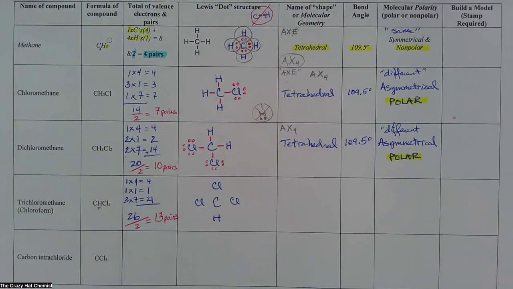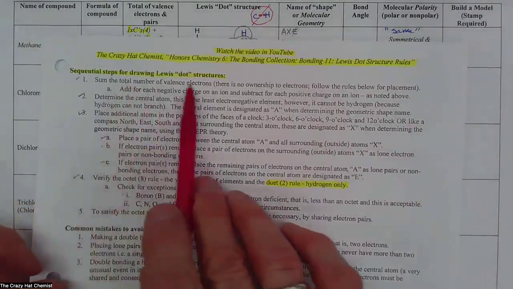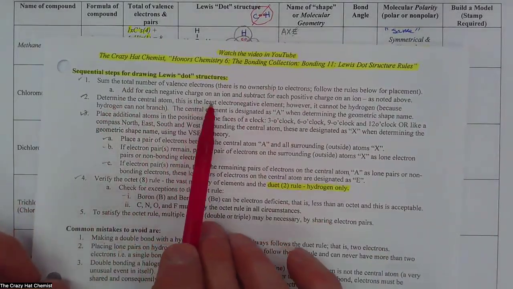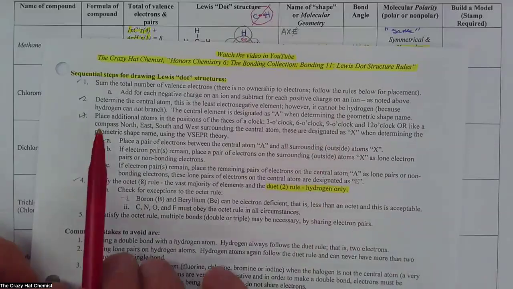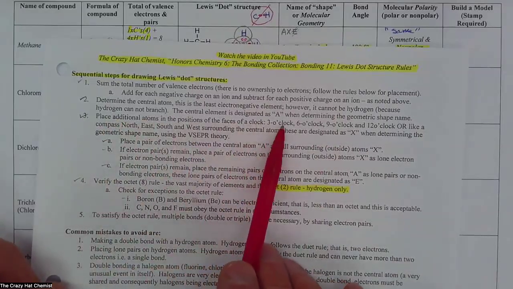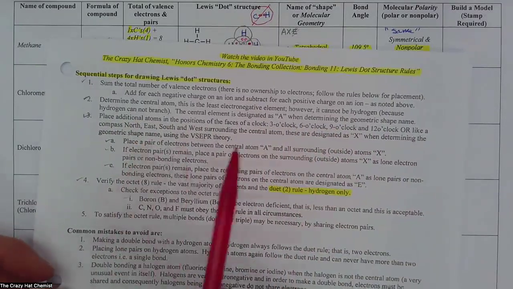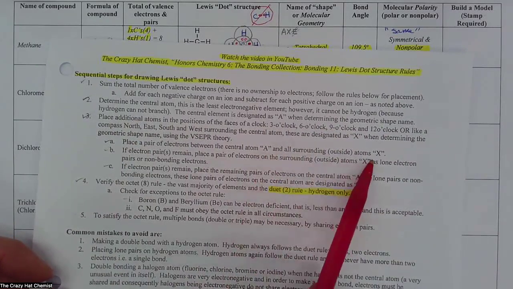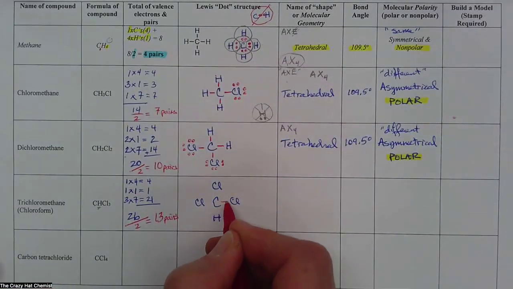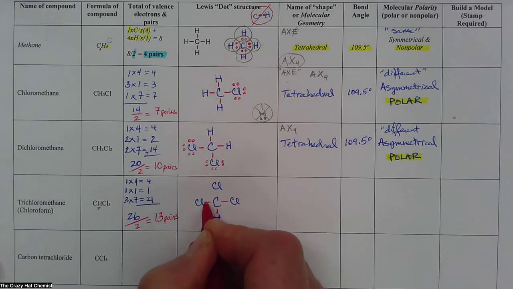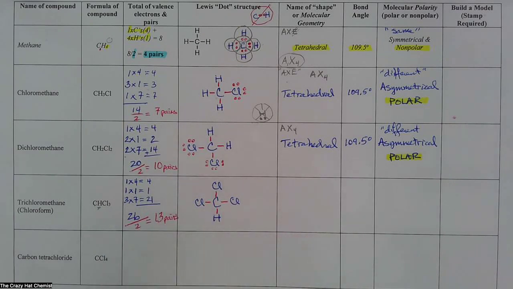All right. Now what we're going to do is we are still, as always, following the rules. And those rules are we added up this total number of electrons. We determined the central element, which is the least electronegative, but never hydrogen. We're going to place the other atoms in the faces of a clock like 3, 6, 9, and 12 o'clock. We're going to place pairs of electrons between the central A and the outside X atoms. Pair of electrons, that's 1, 2, 3, 4. I've used 4 of my 13 pair. That means I have 9 pair yet remaining.